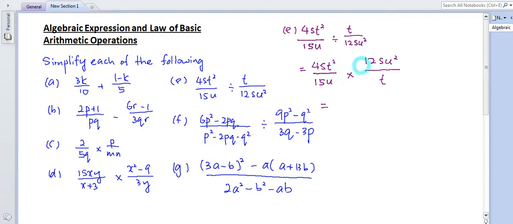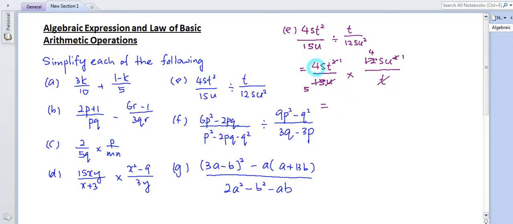Here 4 and 12 you cannot simplify, but 15 and 12 you can simplify. Just divide by 3, 5. Divided by 3, you get 4. And the u here you cut, here you left 1u. The t here you cut, you left 1t here. Okay, we need to be more careful. Then we go through again.